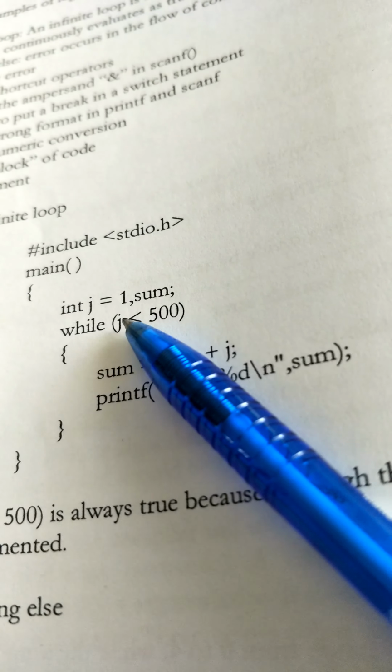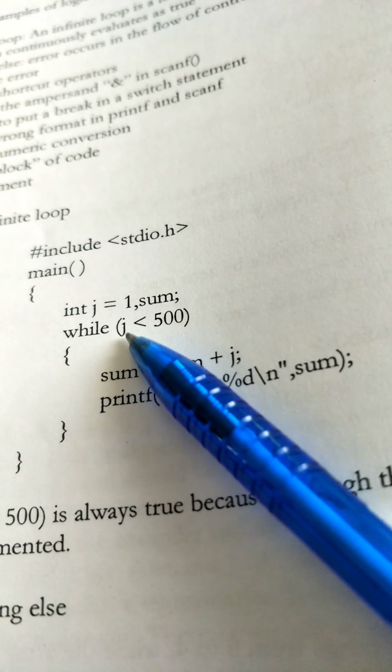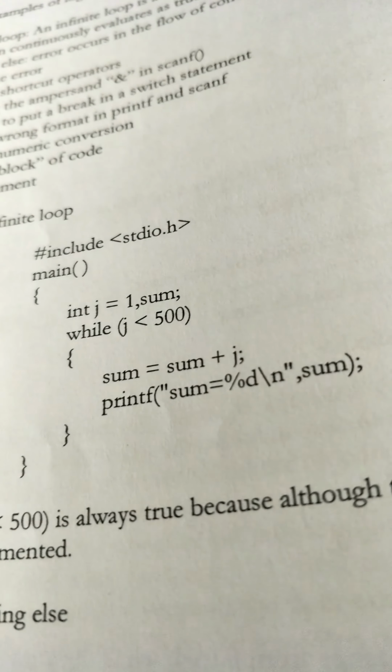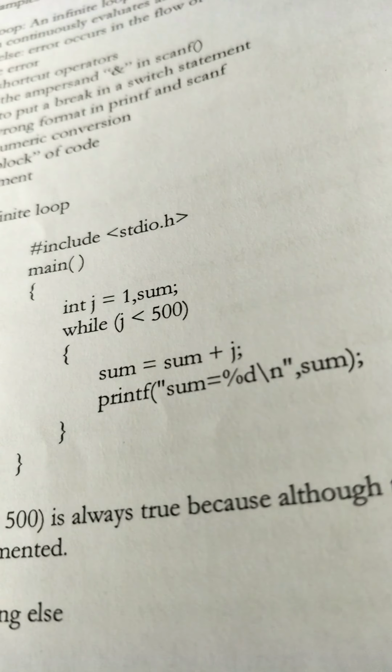So this j here is always 1, so it's always less than 500. In that case, the computer or your program will always keep on running and keep on running, so it won't stop. Yeah, it won't stop. So it won't give the correct result.